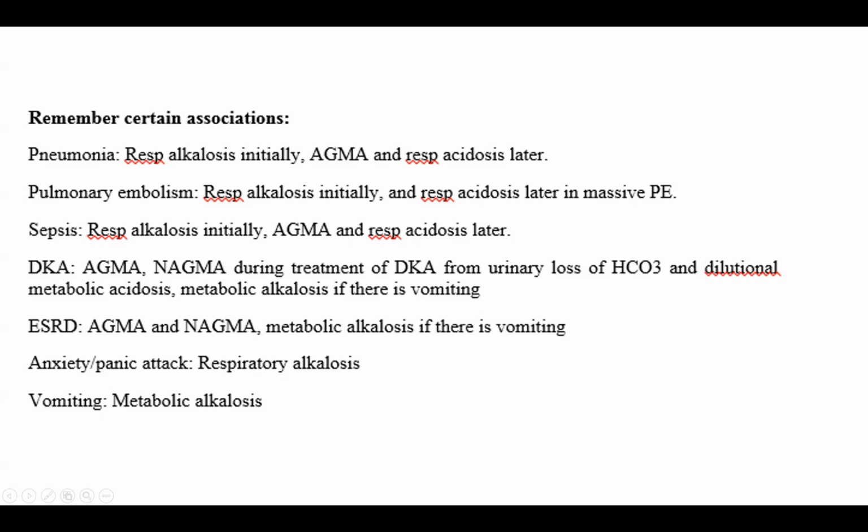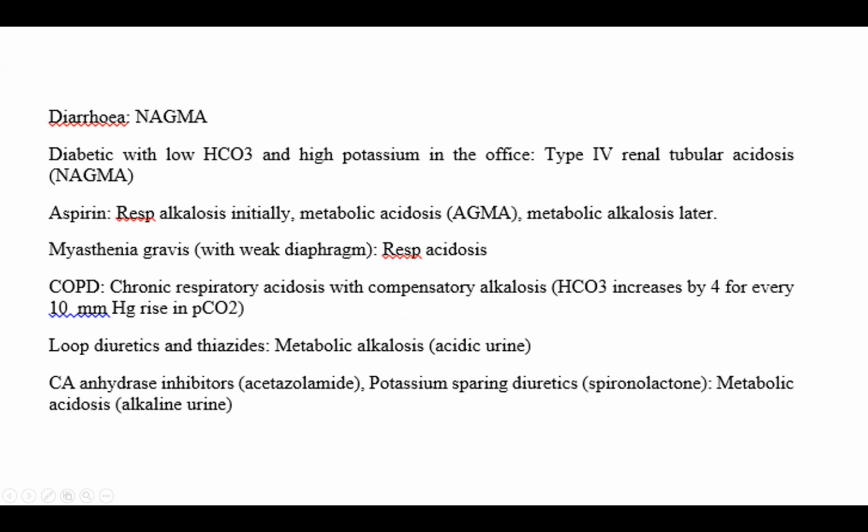If they're vomiting, they vomit acid and they develop metabolic alkalosis. In end-stage renal disease, you can get both anion gap and non-anion gap acidosis, and if they're vomiting, they'll get metabolic alkalosis. In anxiety, they hyperventilate, get rid of PCO2, causing respiratory alkalosis. In vomiting, I have one or two more slides on how it causes metabolic alkalosis. It's not just from throwing up the acid. It also works through the kidneys, with an increase in aldosterone levels, and that causes loss or secretion of hydrogen ions in the distal tubule. In diarrhea, they lose bicarbonate in the stool, causing non-anion gap metabolic acidosis.